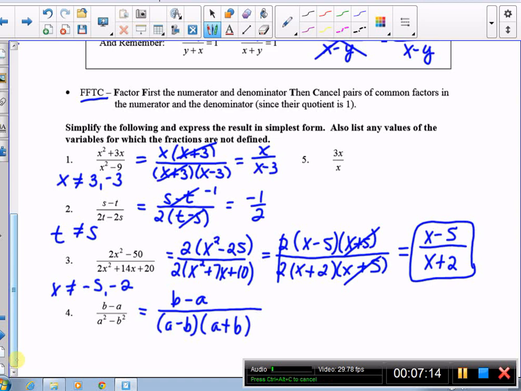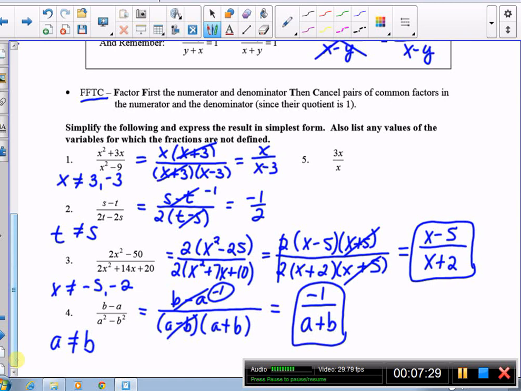So there's our undefined portion. These cancel to -1. I always put the -1 in the numerator, and this simplifies to -1 over a plus b. Now on number 5, you just can simplify the x's.